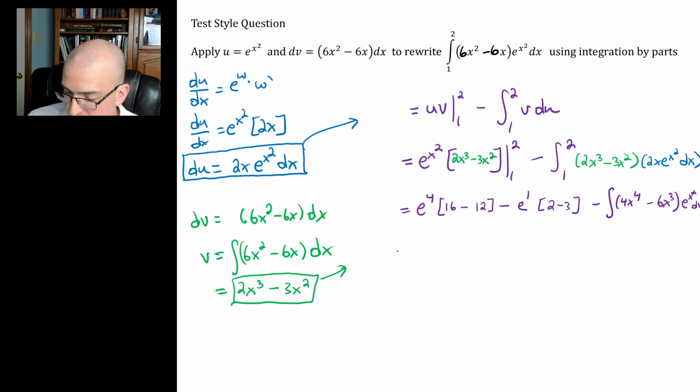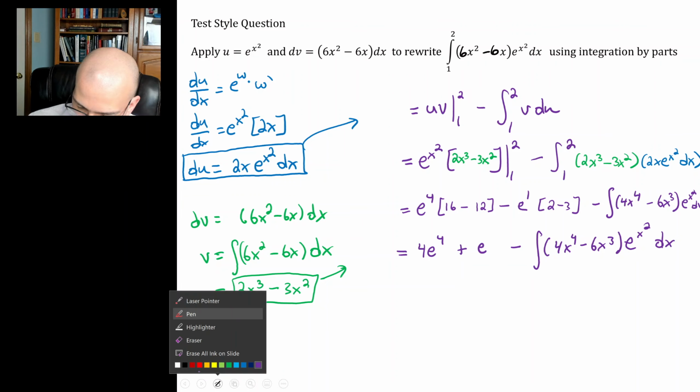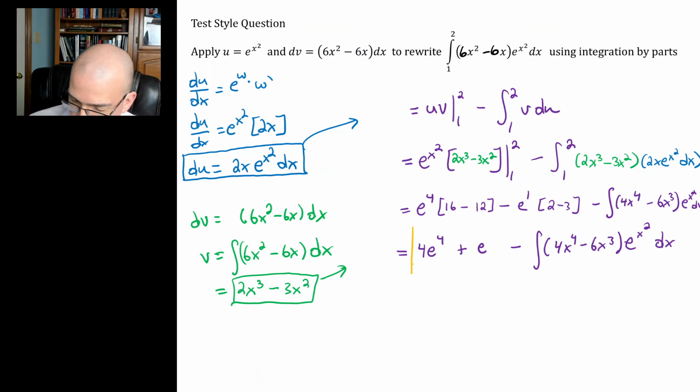And then we can just simplify the numerics inside. We have 16 minus 12, so 4 e to the 4. We have 2 minus 3, so negative 1. There's already a negative in front, so it becomes positive e. And now we have minus integral 4x to the power 4 minus 6x cubed times e to the x squared dx. So this is worse, but that's what we were told to do. We made it worse.